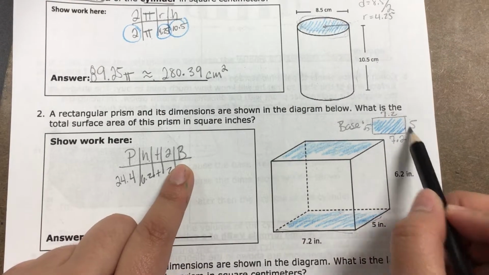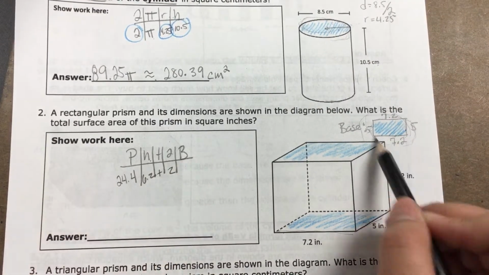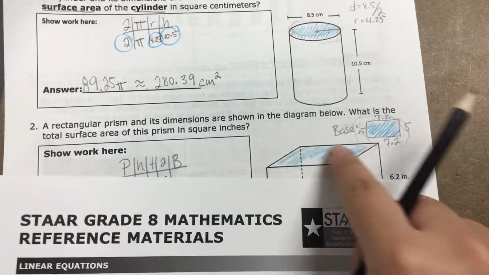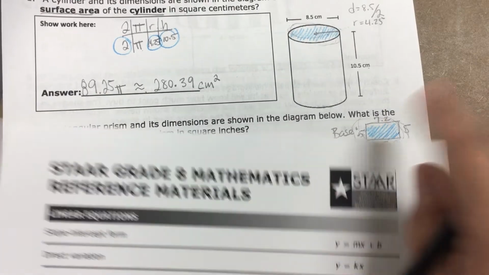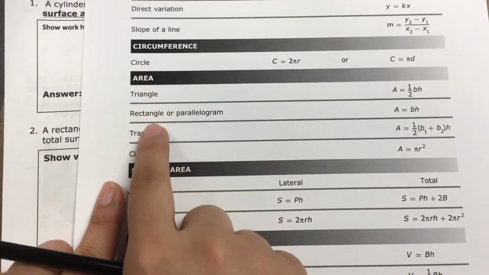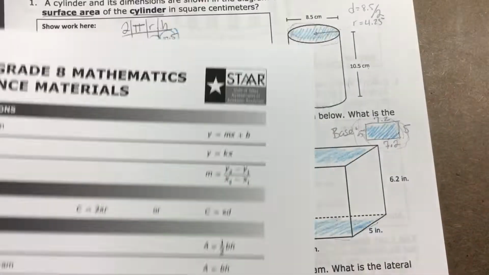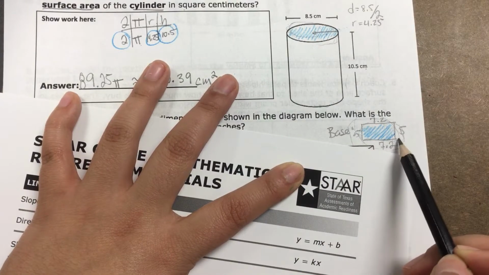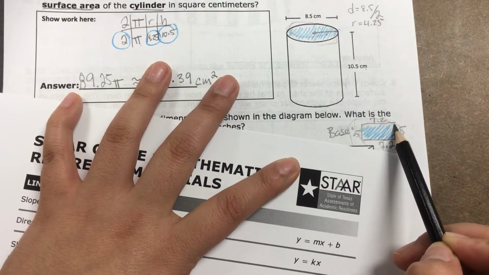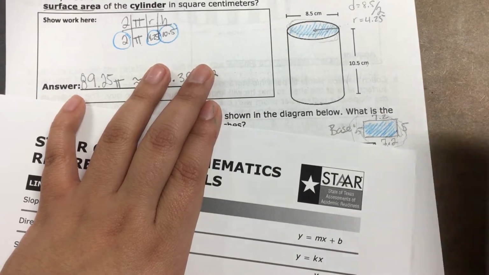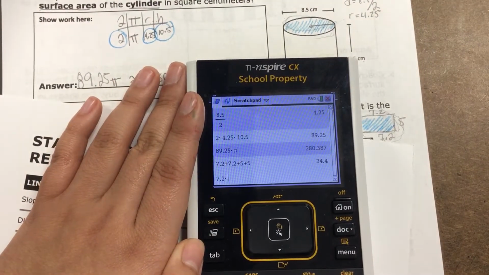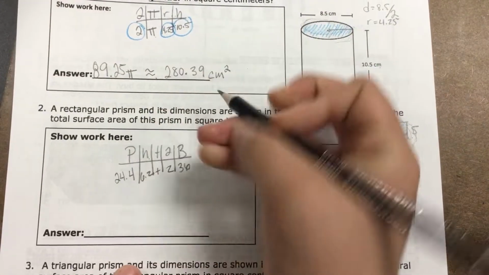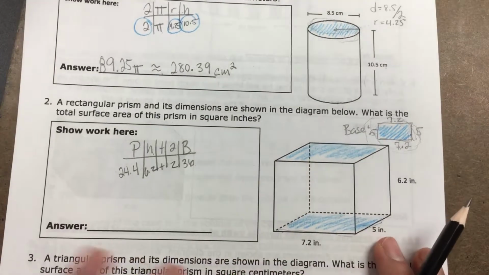Capital B means area of the base. So this area right here. So this shape of our base is a rectangle. We're only looking at our base, only looking at this one. We don't care about any other numbers besides what we identified as our base. So our base is a rectangular parallelogram, so we use bh. So looking at just this, the base is 7.2. The height of that rectangle is 5. So we're going to do base times height, or 7.2 times 5. 7.2 times 5, enter, we get 36. So capital B, which remember is area of the base, is 36.